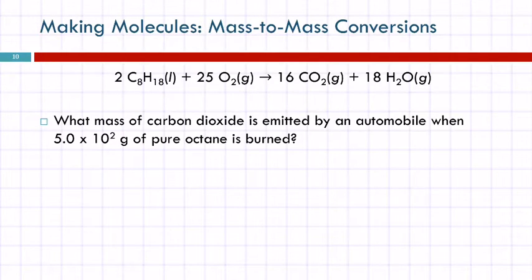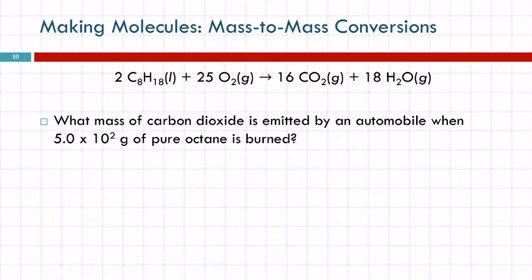So here's an equation. This is octane. Octane is one of the components in gasoline. And when it combusts, do you recognize this as a combustion reaction? Reacting with oxygen, forming carbon dioxide and water. 2 moles of this will give off 16 moles of carbon dioxide. But the question is, what mass of carbon dioxide is emitted by an automobile when 5.0 times 10 to the 2, 500 grams of pure octane is burned?